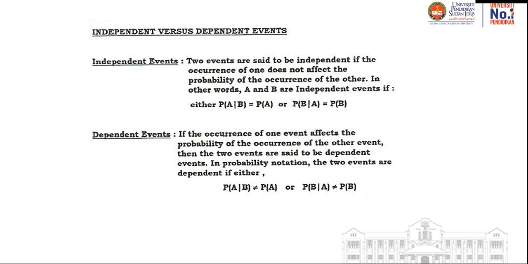So the keyword here to find independent or dependent is you need to calculate the left hand side and right hand side, and then you compare. If it is equal, then it is independent. If it is not equal, then this is dependent. Okay, so to check whether A and B are independent or not, is either P(A given B) equal to P(A), or P(B given A) equal to P(B).